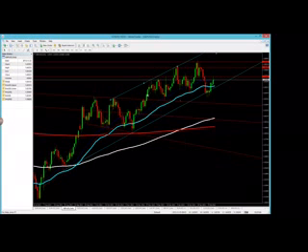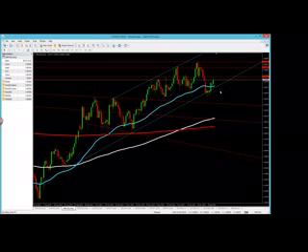There goes our channel. We've got multiple touches. 1, 2, 3, 4, 5, 6 touches here. The pound dollar, we've had multiple touches here. 1, 2, 3, 4, 5, 6, 7, 8 touches here on the lower side, proving a very strong support area. So that is where we're at in this channel on the pound dollar.